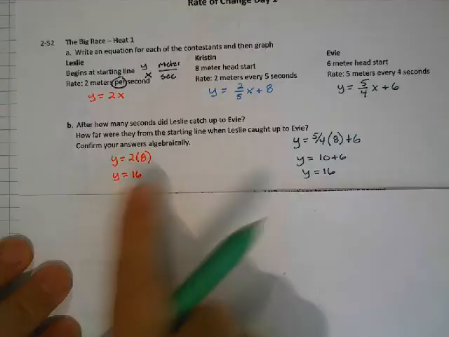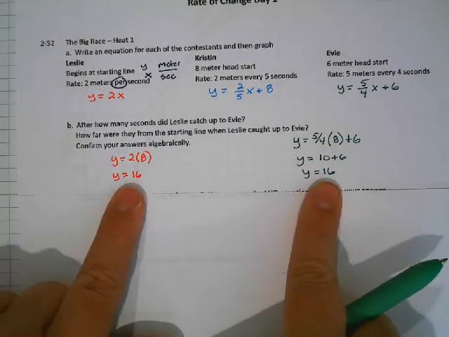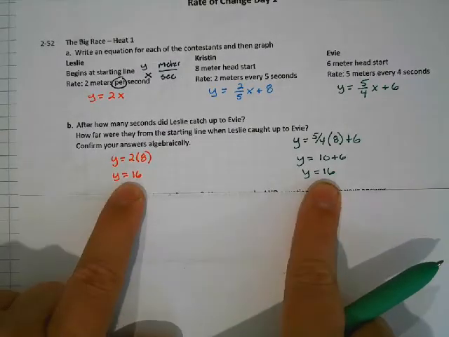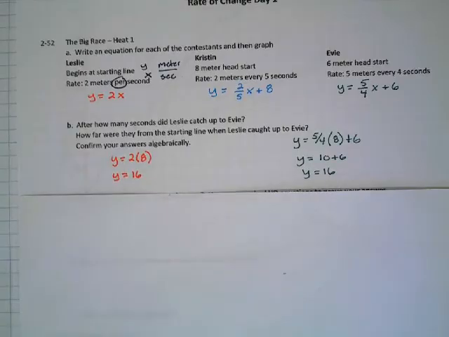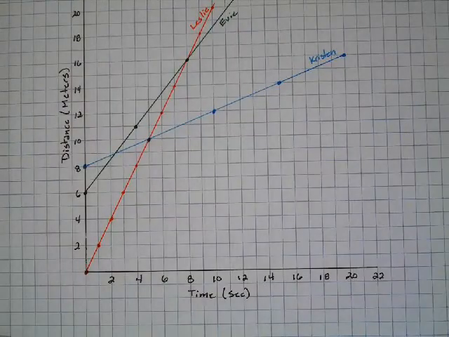So we can see here algebraically that when they have raced for 8 seconds, they are both at 16 meters. So that's when they caught up. We've proven it algebraically. All right, next question, who won?